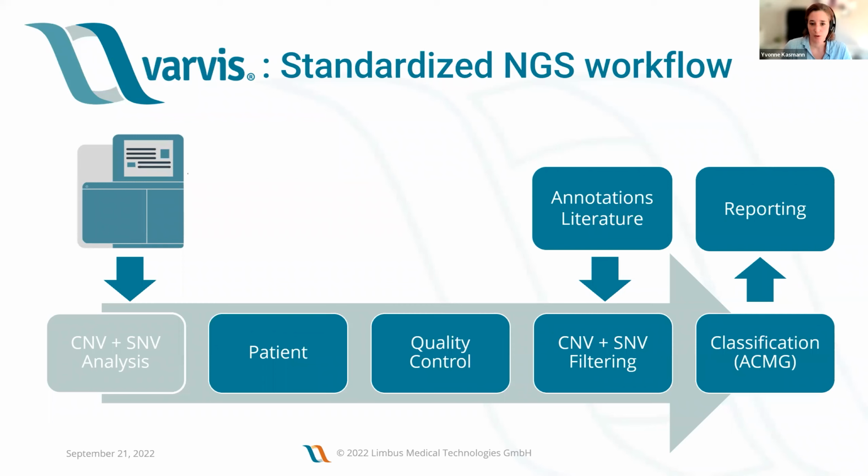For this, you can use all kinds of different annotations, including literature, also including ClinVar, gnomAD, and so on. And the variants that are classified then according to ACMG can then be transferred to reporting. So for all these steps, when you have a LIMS system in-house, it's possible to use our API to transfer information automatically between your in-house LIMS system and varvis.